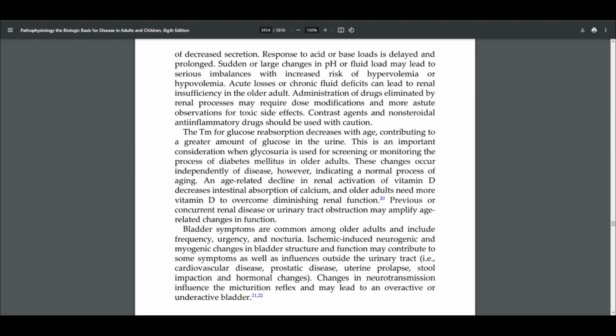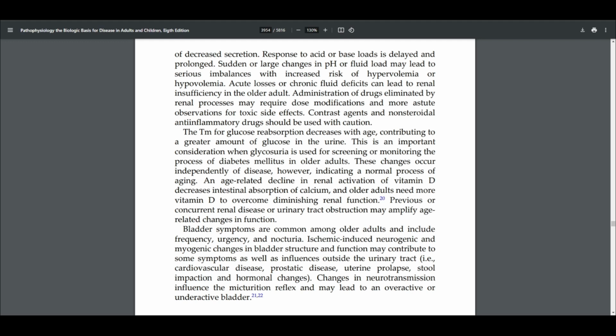An age-related decline in renal activation of vitamin D decreases intestinal absorption of calcium, and older adults need more vitamin D to overcome diminishing renal function. Previous or concurrent renal disease or urinary tract obstruction may amplify age-related changes in function.